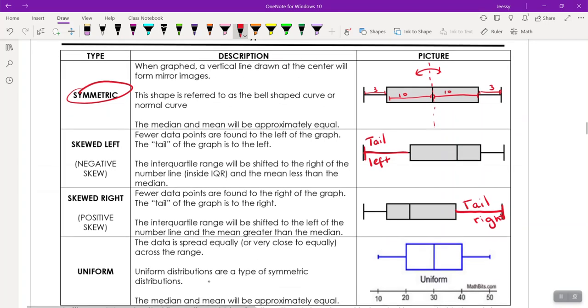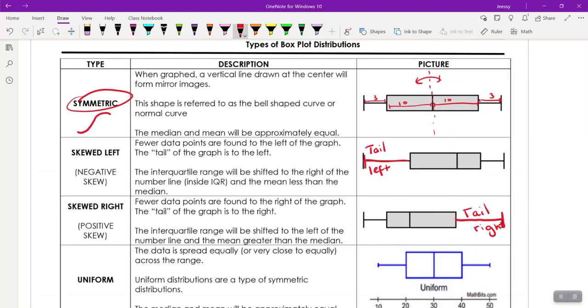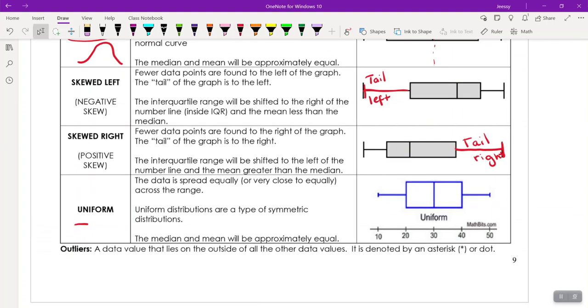All right, being uniform, remember symmetric was when it did this, whereas uniform was pretty much straight across the same values. So you're also going to get a mirror image when you're uniform. So how do you tell them apart? You tell them apart because these distances right here are going to be the same. All 4 quartiles are going to have the same interval. In this case, from here to here is 10. From here to here is 10. From here to here is 10. Same thing here. Okay?